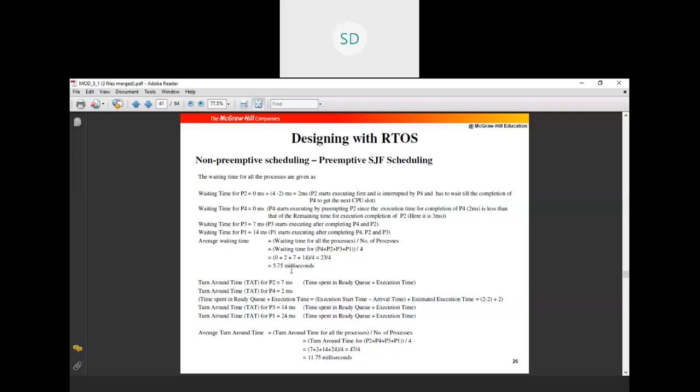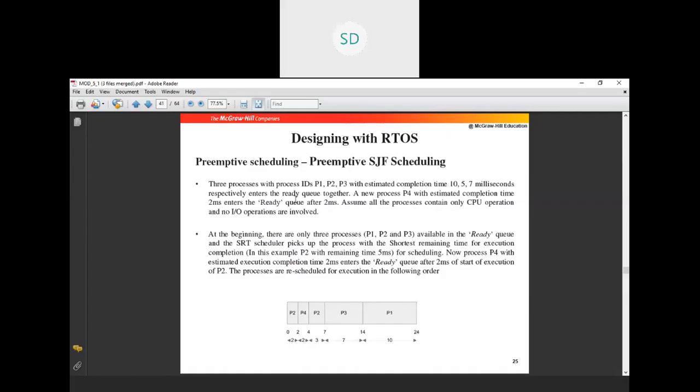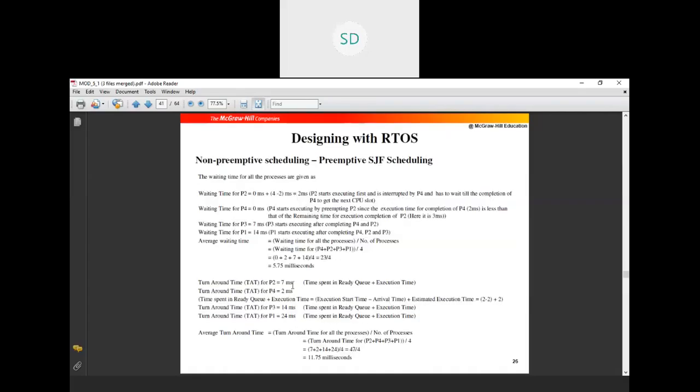Next, you are supposed to calculate the turnaround time. Now, what is this turnaround time? Turnaround time is nothing but the time spent in the ready queue plus the execution time. You have already found the time spent in the ready queue. For P2, it is 2 milliseconds. That is the waiting time, the time spent in the ready queue, plus the execution time of P2, which is 5. So 2 plus 5 is 7 milliseconds.